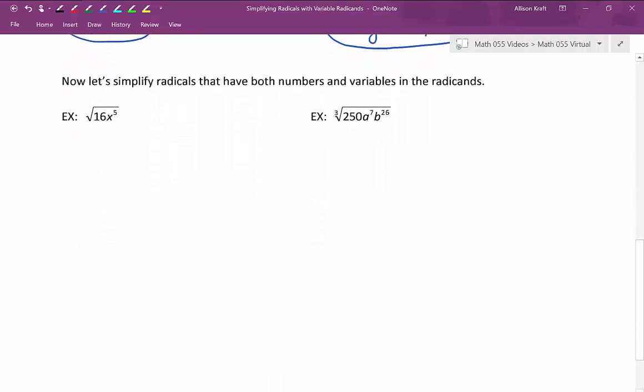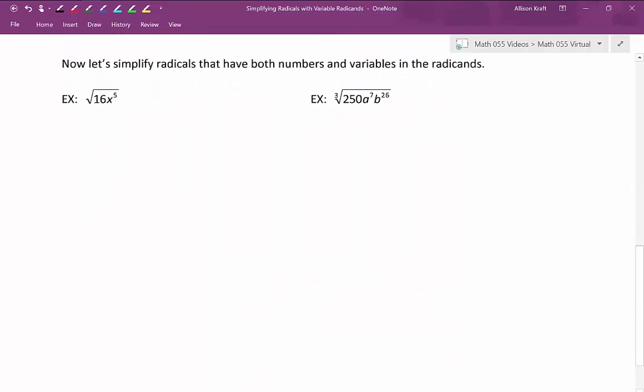Now let's simplify some radicals that have both numbers and variables in the radicand. Since the way we approach simplifying numerical radicands is different than the way we approach variable radicands, I just say look at it separately. Product rule says that we can break it up into 2 different radicals as long as we have a product. So let's do that. Let's split this up into the square root of 16 times the square root of x to the 5th. We want to simplify the square root of 16. Well, that happens to be a perfect. So this is just 4.